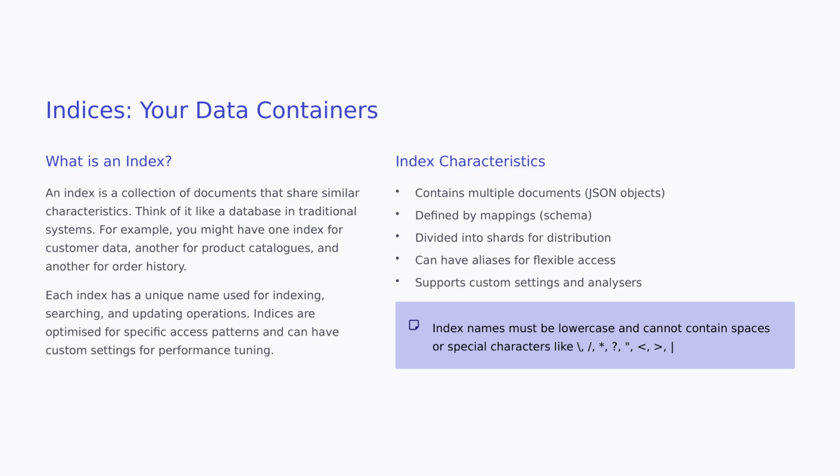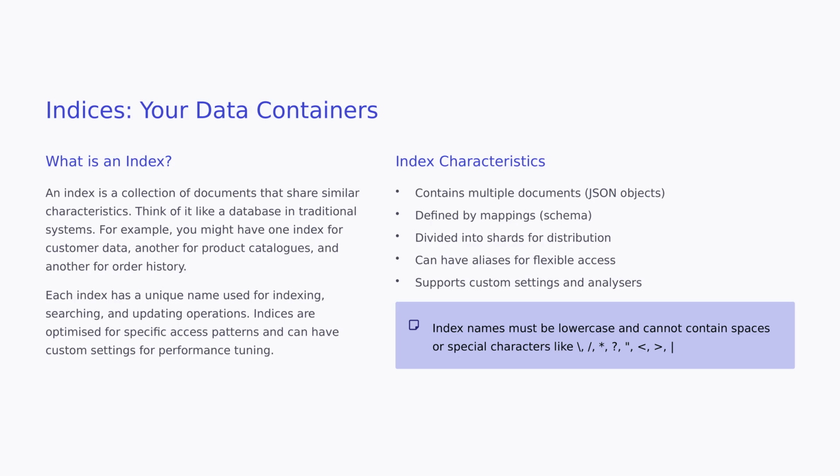Ever wondered how data is organized in your system? Enter indices, the data containers of your world. Just like virtual filing cabinets, these indices store and categorize documents with similar traits. Picture it like having separate drawers for customer details, product listings, and purchase records. Each index flaunts a unique name for sorting, finding, and updating data efficiently. With their tailored settings, indices are finely tuned for specific usage patterns.